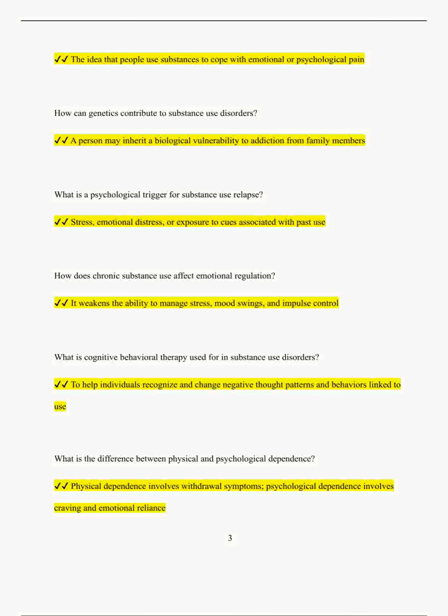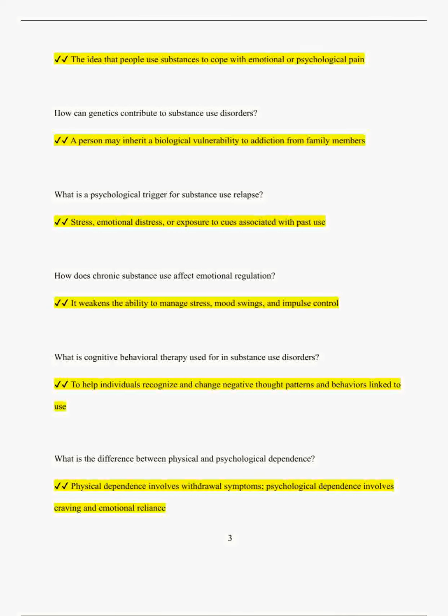What is a psychological trigger for substance use relapse? Stress, emotional distress, or exposure to cues associated with past use. How does chronic substance use affect emotional regulation? It weakens the ability to manage stress, mood swings, and impulse control.